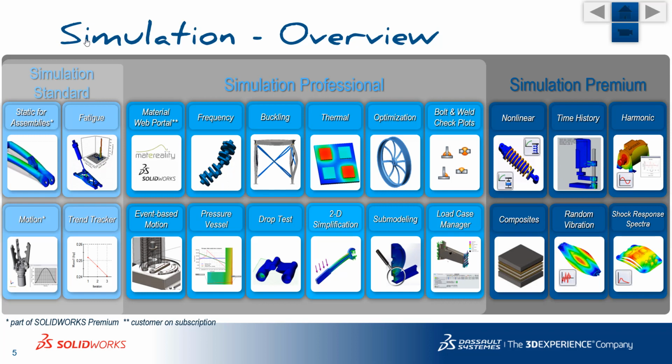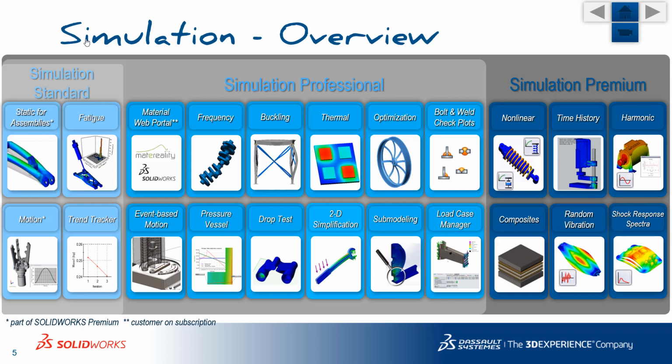You have thermal analysis. So here you can understand how heat moves through your design. Now in Simulation Standard, you can figure out thermal stresses, but in Simulation Professional, you can actually calculate things like temperatures or the power, the heat power, and how heat is transferred throughout your model.